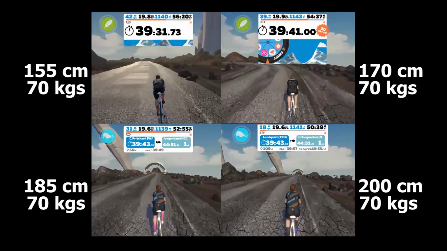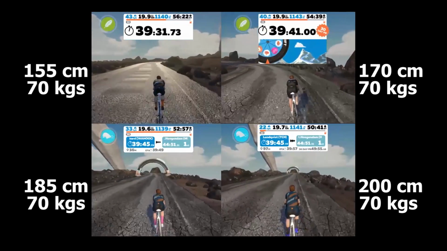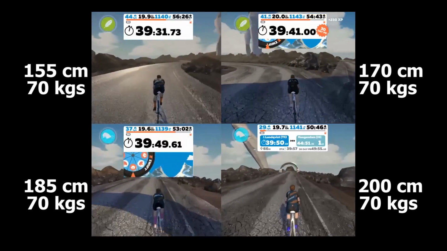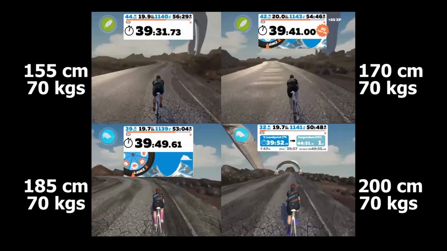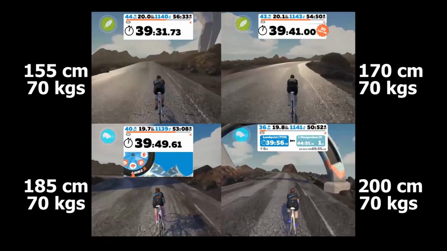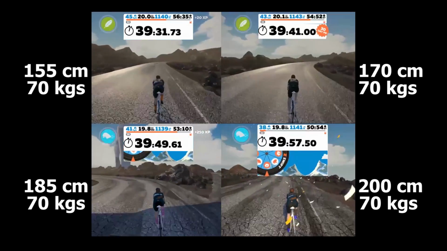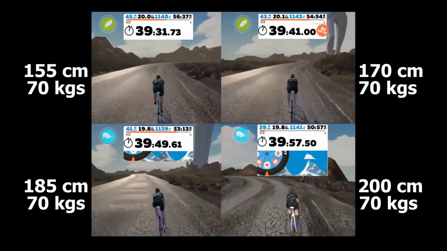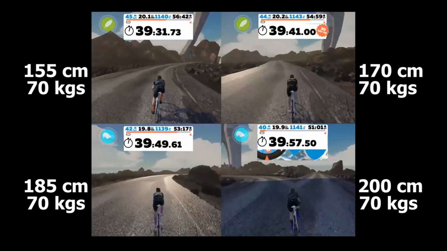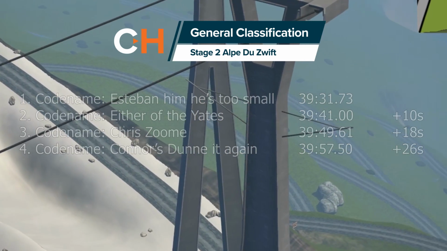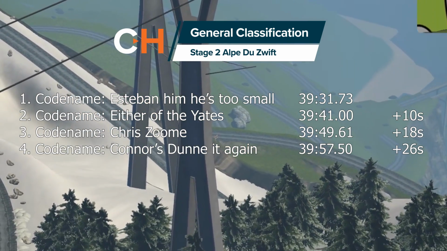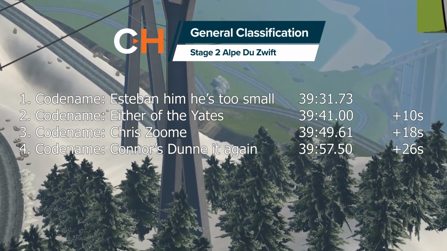39 minutes and 41 seconds for the top right-hand rider. Bottom left this time is the 185, and he finishes in 39 minutes and 49 seconds. And then finally bringing up the rear once again, Connor's done it again. He finishes in a time of 39 minutes 57 seconds. So obviously that algorithm and that CDA changes when they're going uphill because of the sheer fact that they are at a slower speed, and it's a lot easier to move that air out of the way.